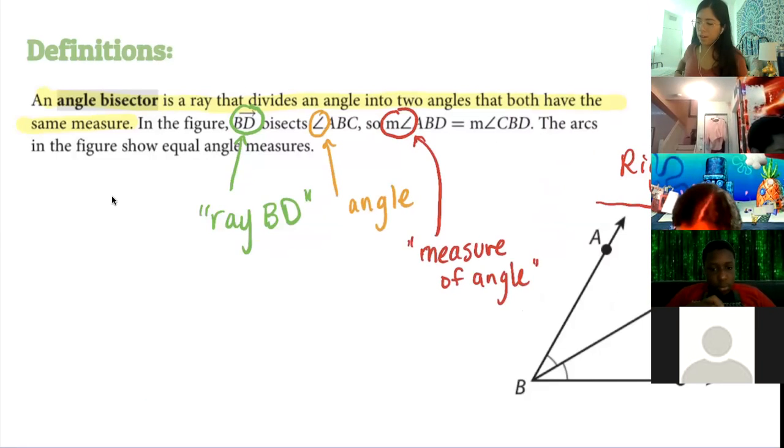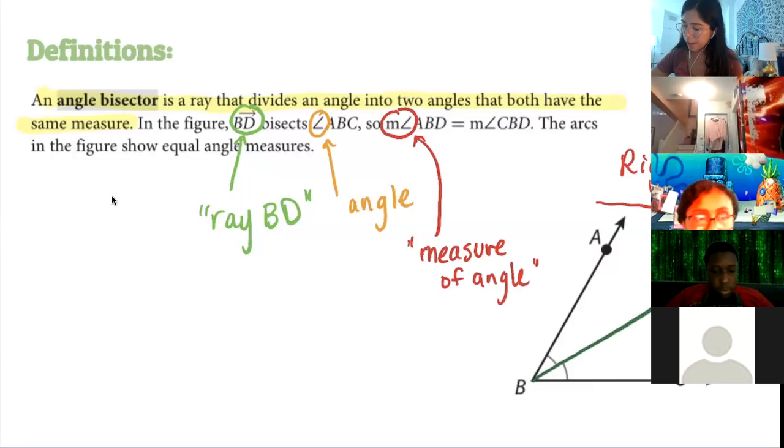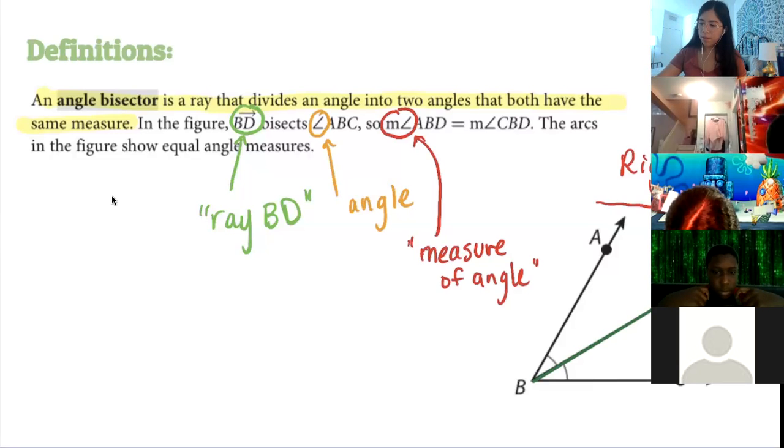Okay. All right, so this is telling me that BD, so I'm going to actually color code everything. So our ray, BD, is bisecting ABC. So this whole bigger angle, ABC, is being bisected, so it's cut in half by that ray.